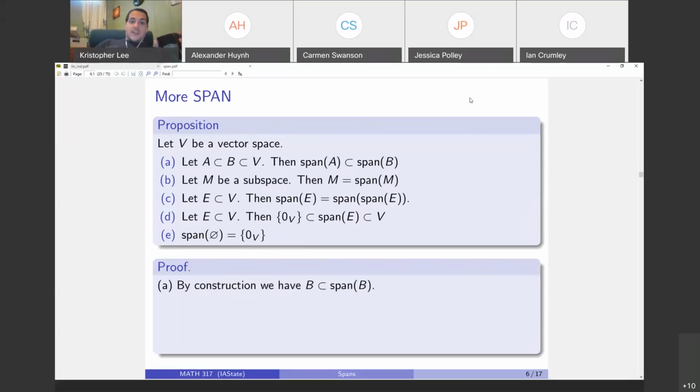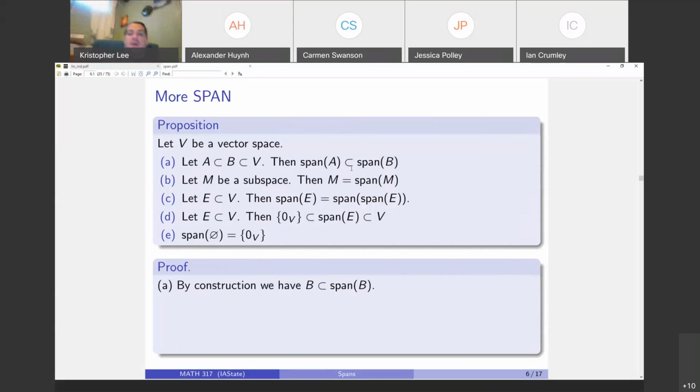So, for example, the first one, we're going to prove that if A is a subset of B, then the span of A is a subset of the span of B. Another way of saying this is that span is a monotone operation. So when you're feeding in something being a subset, that is respected by the operation of span.